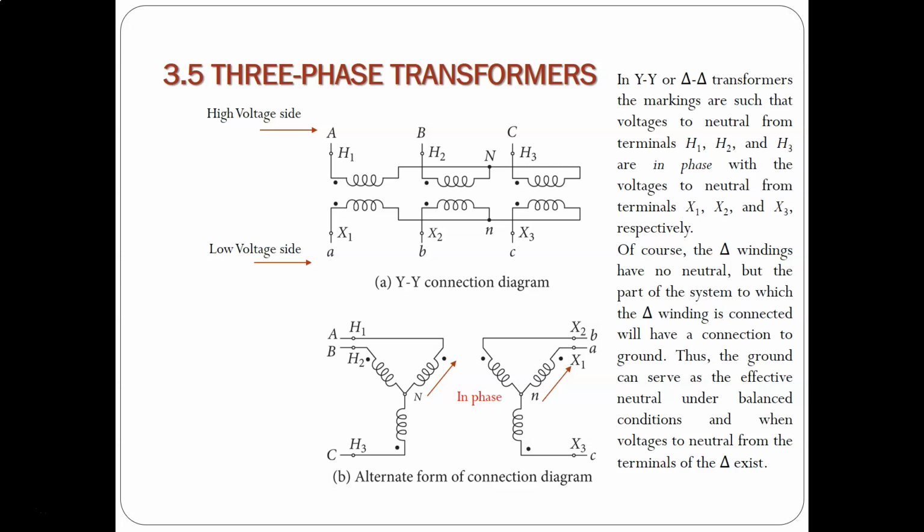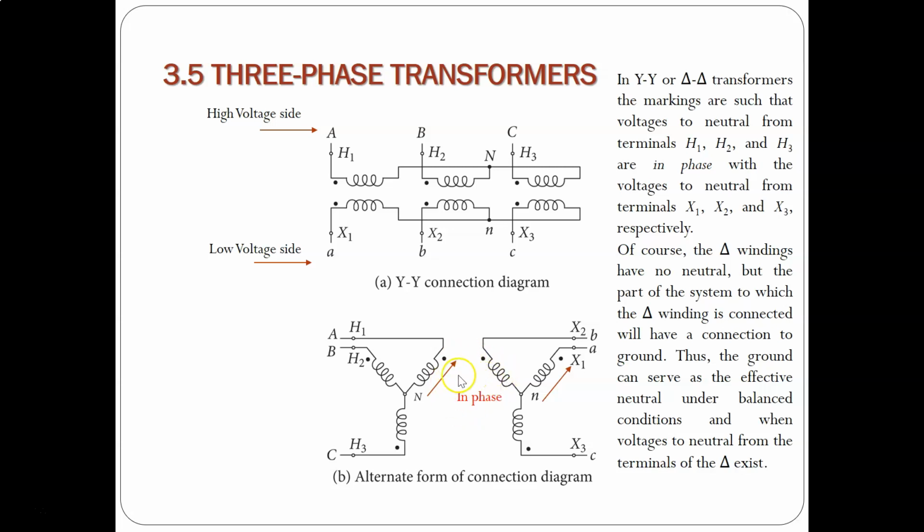used actually. To eliminate the harmonics, a third set of windings called a tertiary winding, connected in delta, is normally fitted in the core to provide a path for the third harmonic currents. This is known as the three-winding transformer. In this YY connection diagram, we can see we have the capital H and the capital X values. For the YY or delta-delta transformers, the markings are such that the voltages to neutral from terminals H1, H2 and H3 are in phase with the voltages to neutral from terminals X1, X2, X3 respectively.